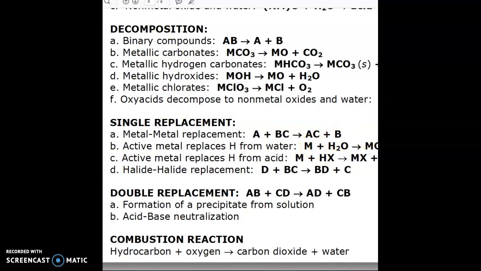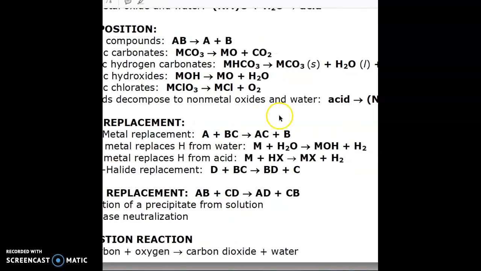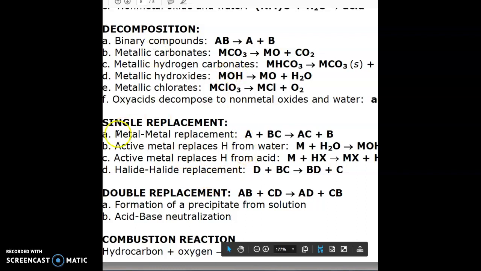You've eliminated the synthesis and decomposition, but you have a single replacement. It means you've got some single element on the right-hand side. Double replacement, you do not have a single element. And combustion must have the hydrocarbon and the oxygen, and yields carbon dioxide and water. It has to have those. If it doesn't have those, it's not a combustion.